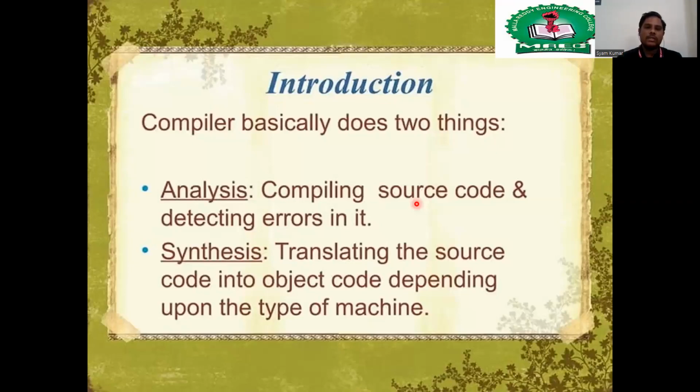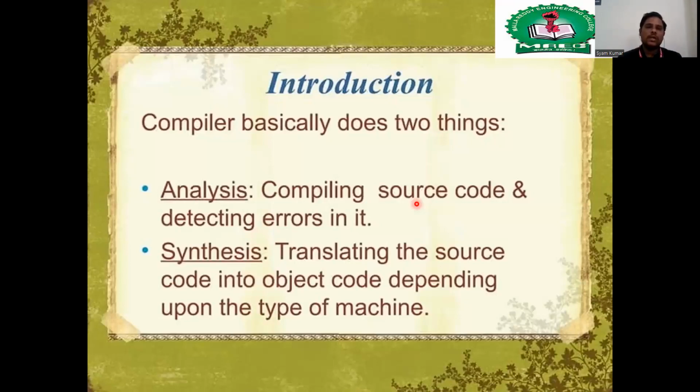After that, the synthesis part translates the source code into object code. Whatever error-free input is given to the synthesis part is translated into object code depending upon the type of machine. Every computer uses a different machine. Some computers use some type of machines, and some computers use another type of machines. So that depends on the machine, and the translation is done accordingly.